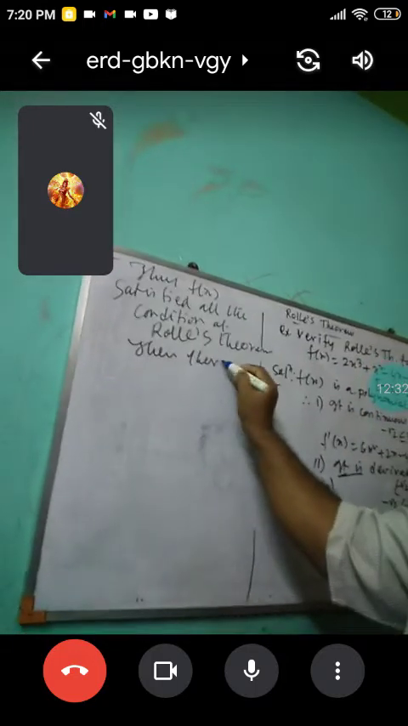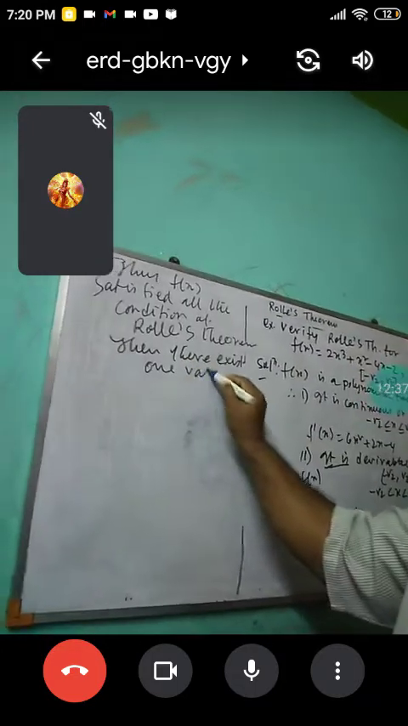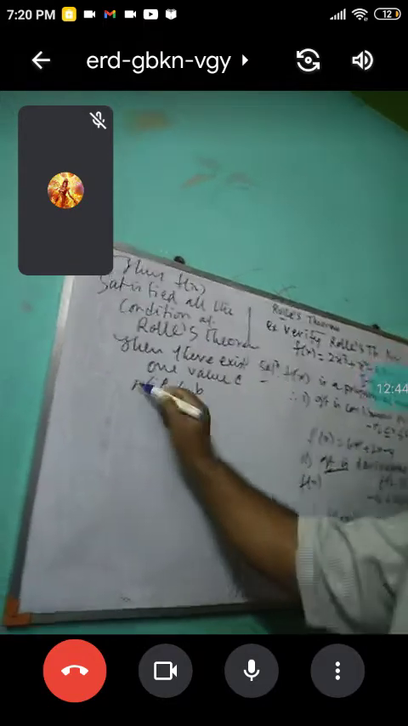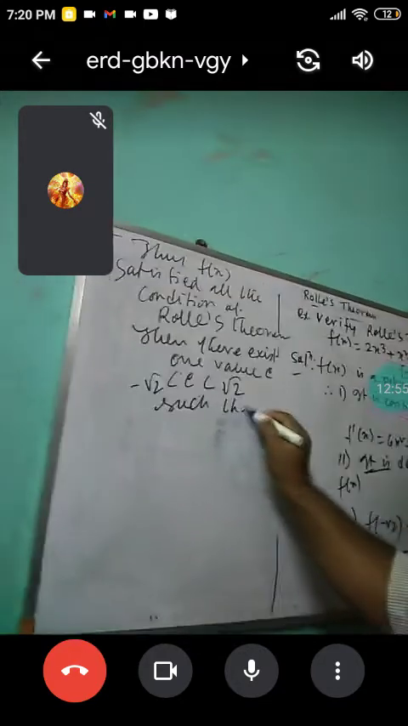All the conditions of Rolle's theorem are satisfied. Then there exists one value c, that is, c lies between a and b, that is, between minus root 2 and plus root 2, such that f dash c equal to 0. This is Rolle's theorem.